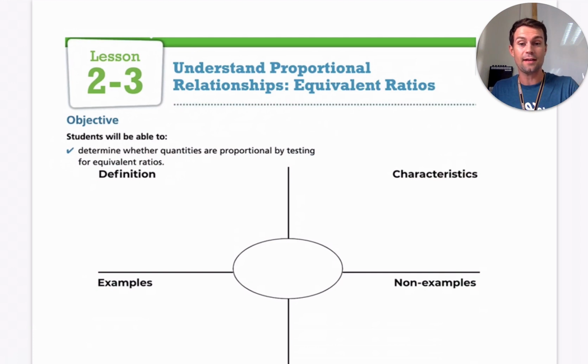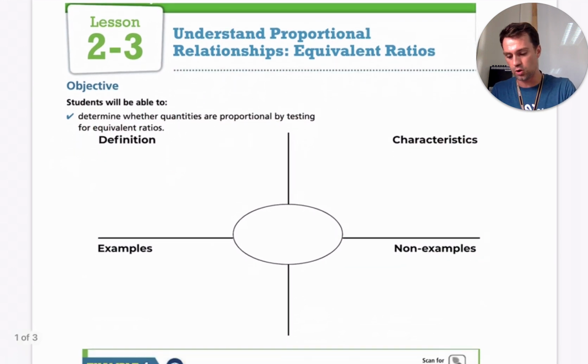Today we're going to be looking at lesson 2-3. We're going to look at how to understand proportional relationships. Who thought in math we'd be looking at relationships and equivalent ratios? Okay, so our objective is we're going to determine whether quantities are proportional by testing for equivalent ratios. So first of all, we need to know, what does proportional mean?